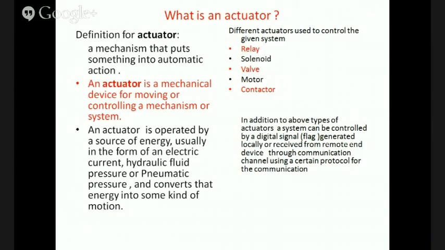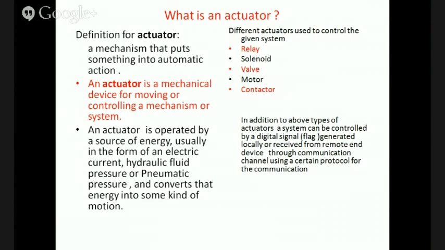If the actuator is not there, then the mechanism will not take into action, and naturally there will be no automation possible. An actuator can be said to be an integrated part of an automation. An actuator is operated by a source of energy, usually in the form of an electric current, hydraulic fluid pressure, or pneumatic pressure, and converts that energy into some kind of motion. How does it work? It may work hydraulically, pneumatically, or electrically. So that kind of signal is received and it is driven like that, and then it will start the mechanism. The actuator is meant to start the mechanism.